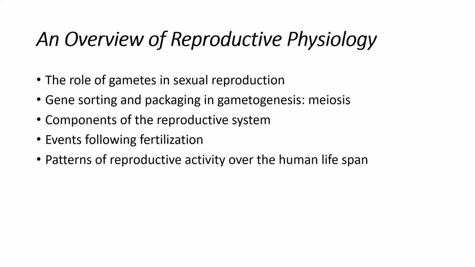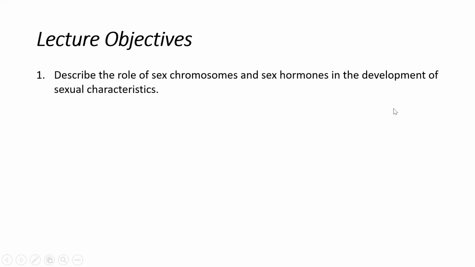We're going to talk about the structures involved, the components involved in the reproductive system, the hormones involved, cells, and so on. And then we're going to speak about fertilization and then patterns of reproductive activity, such as puberty and sexual maturation. So we're going to get into talking about how reproduction occurs and how that is useful in the human lifespan.